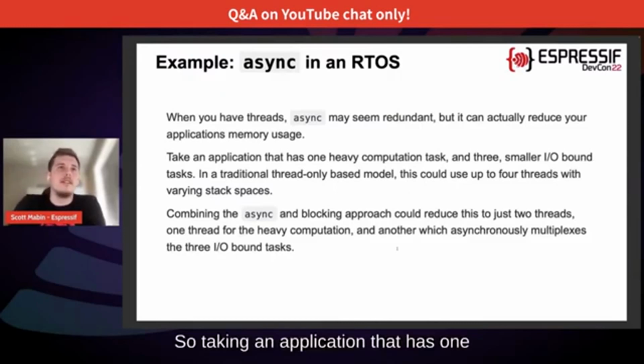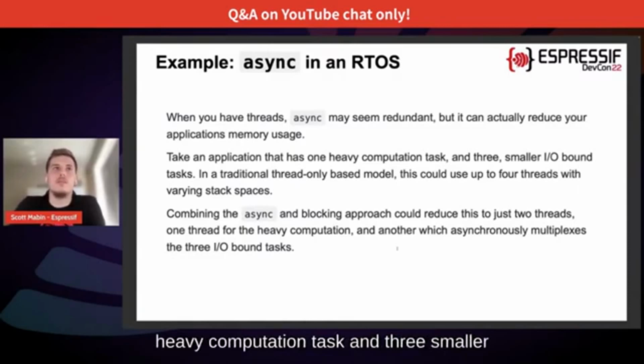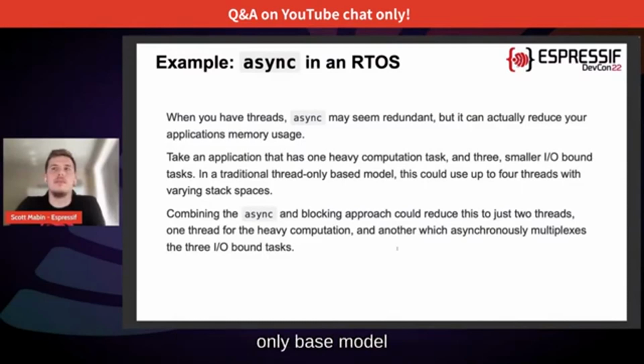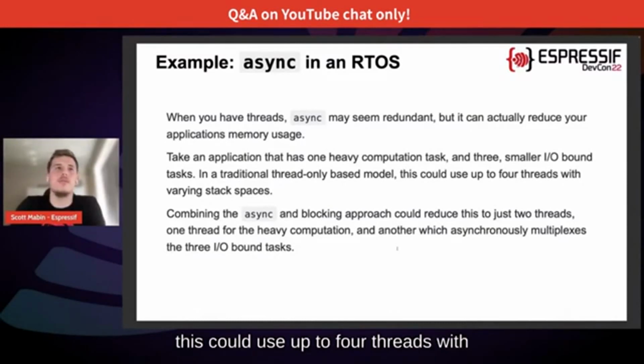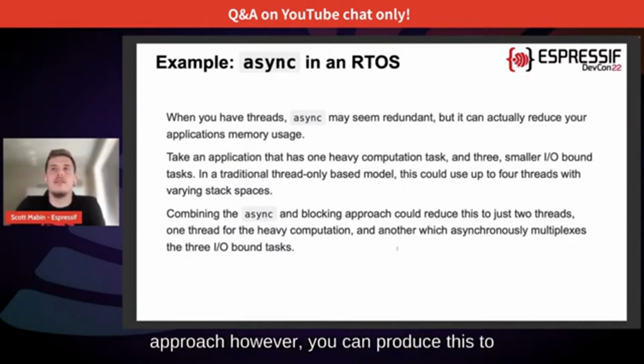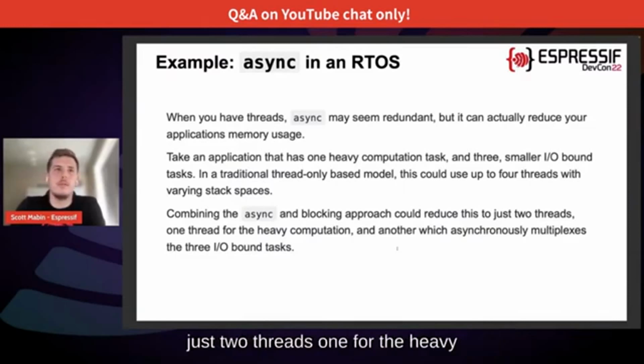So take an application that has one heavy computation task and 3 smaller IO bound tasks. In a traditional thread-only based model, this could use up to 4 threads with varying stack spaces. Combining the async and blocking approach, however, you could reduce this to just 2 threads, one for the heavy computation that you don't wish to be interrupted very often, and another which asynchronously multiplexes the other 3 IO bound tasks.